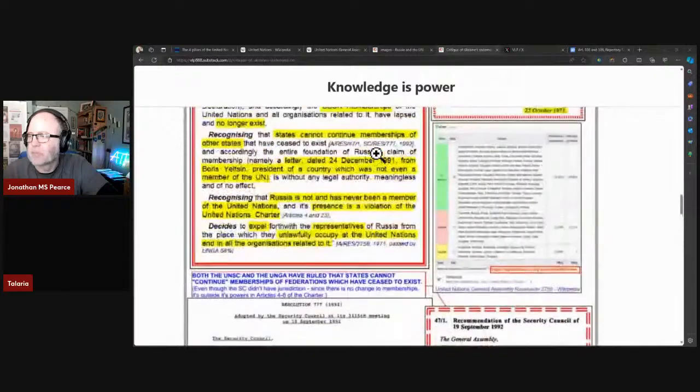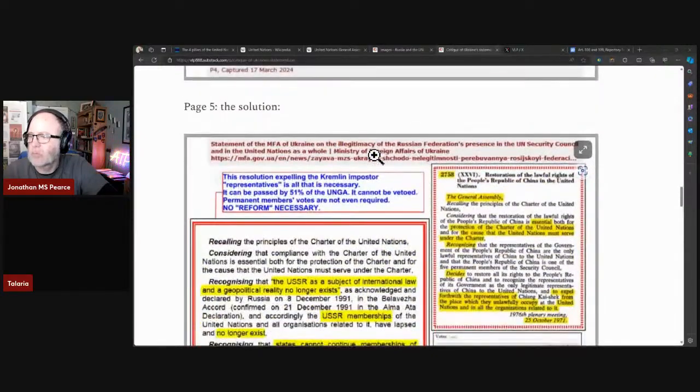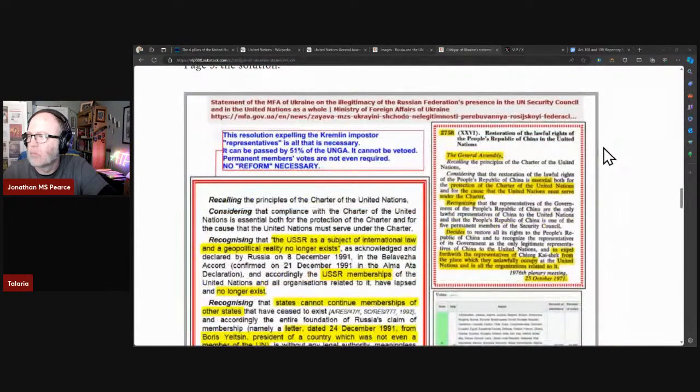Yeah. Okay, stop there. Okay, now on the left-hand side of the screen, this resolution expelling the Kremlin imposter representatives is all that is necessary. It can be passed by a 51% majority of the United Nations General Assembly. So not even a 2/3. It cannot be vetoed. Not even permanent members' votes are required. Only 51% of the United Nations General Assembly.